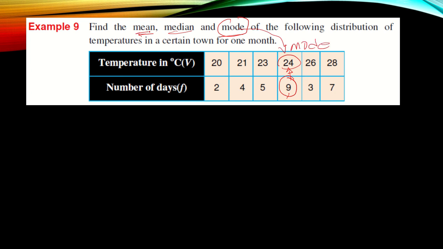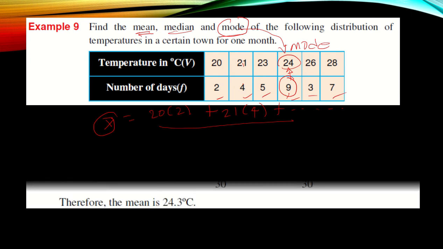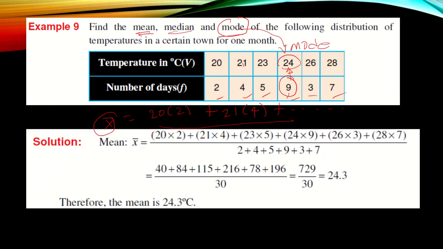Let us go to the mean. But when you are trying to find the mean, you know, the mean symbol is x bar. 20 will be multiplied by 2 plus, you have to go, and 21 multiplied by 4, plus you need to go until the last. Then divide by the total number of data. The total number of data means the frequency, all of them has to be added. Then when you divide, you'll get the result. As you see here, it's done.